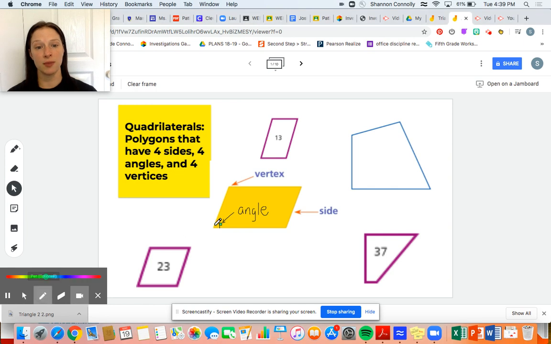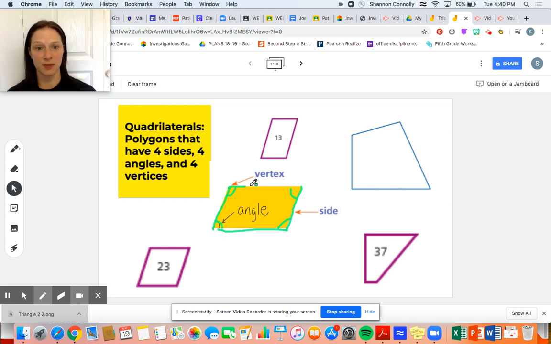So what do we mean by sides? We mean 1, 2, 3, 4 sides, okay? So this is a side. What is a vertex? A vertex is where those sides meet. And vertices is the plural form of the word vertex. So we have 1, 2, 3, 4 vertices. And then the angle is the space inside where the 2 lines come together and we take the measurement, and that's the angle. Okay, so we have 1, 2, 3, 4 angles. Okay, so 4 angles, 4 vertices, and 4 sides.